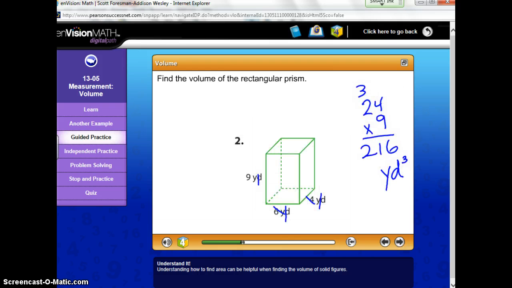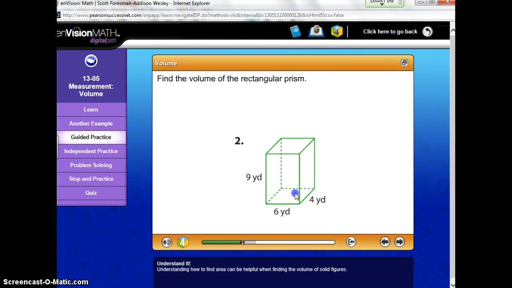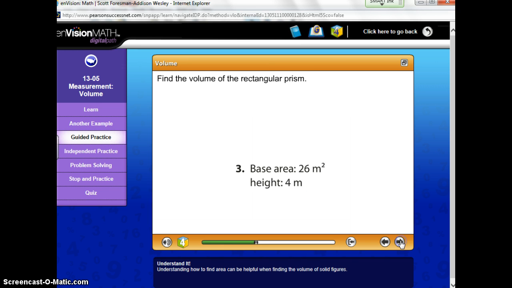All right, we did not record that one, so we're going to show you quickly what Natasha did. She took 6 times 4, which is 24, multiplied it times 9 for a final answer of 216. Don't forget to put a little 3 by your yards or units. All right, this one has no picture. For this one, they figured the base for you. So basically, they figured this part right here for you already. You don't even have to multiply those two numbers together. They did it for you. And then they gave you the height. Easier.